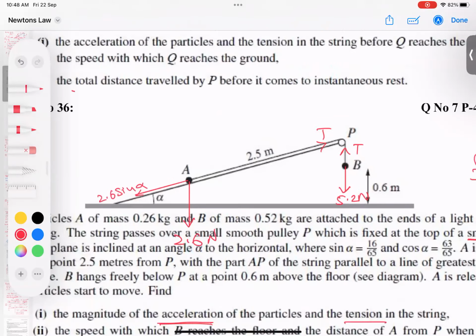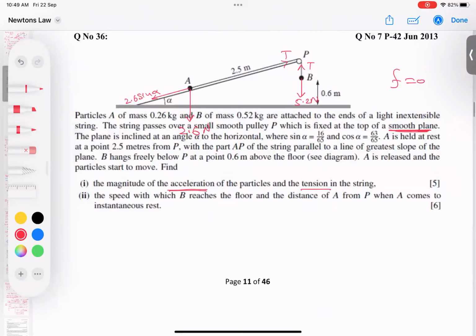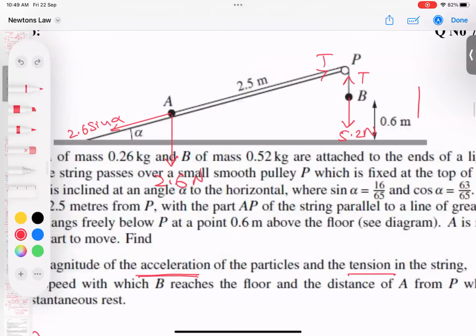Now, what is the next plan, students? I think we can start the question easily now. First of all, I write the equation for the B particle. As he said, the particle is released, so it is moving. Naturally B will move this way, so motion is this way, and the A particle will move this way.